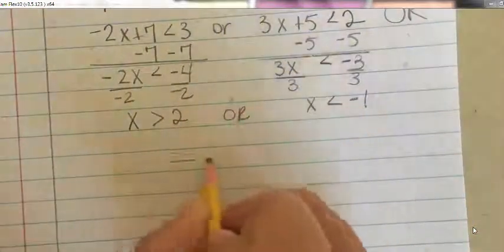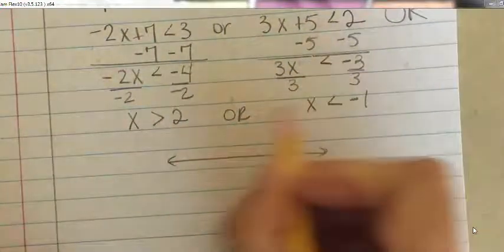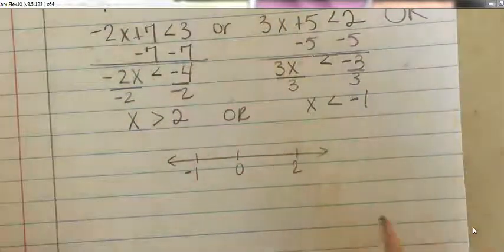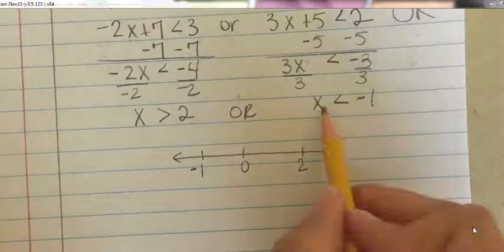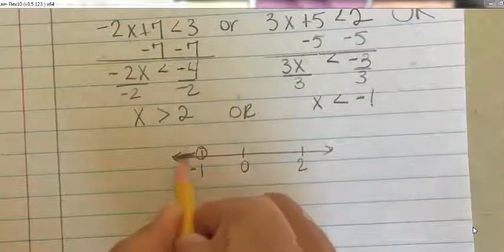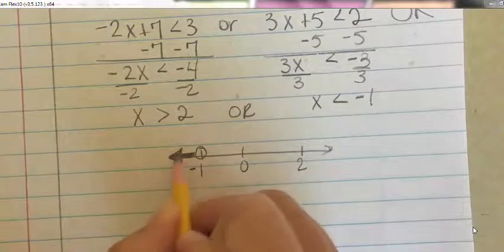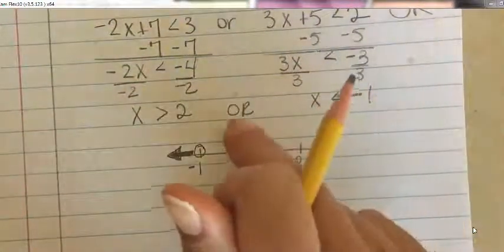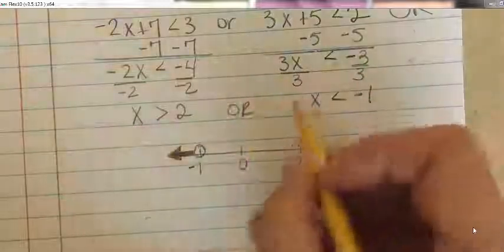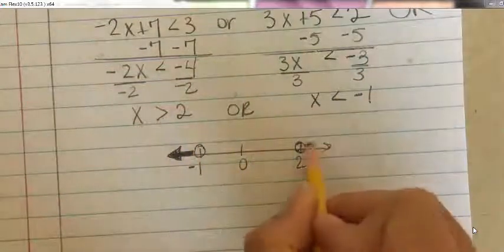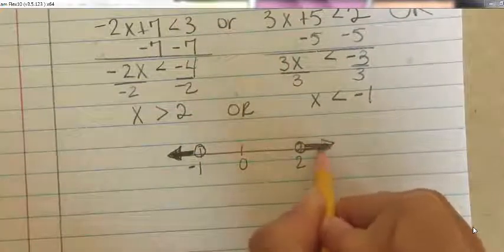So on a number line, let's see, -1's over here. Let's put 0 somewhere, and then how about 2's over here? So x is less than -1. I've got an open circle, and I want all values less than -1, so I'll shade going in the left direction. And x is also, or I should say, or x is greater than 2. So again, open circle because it's not equal to, and I'm going to shade to the right for all larger values.